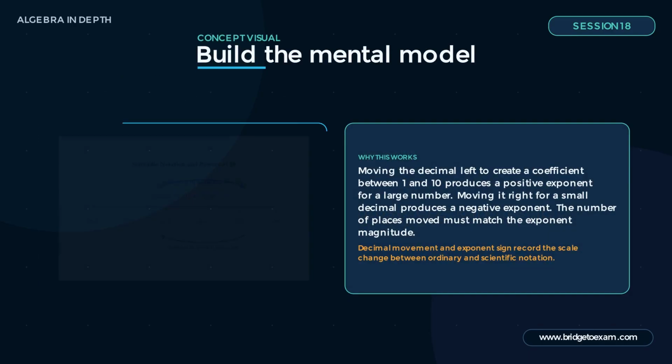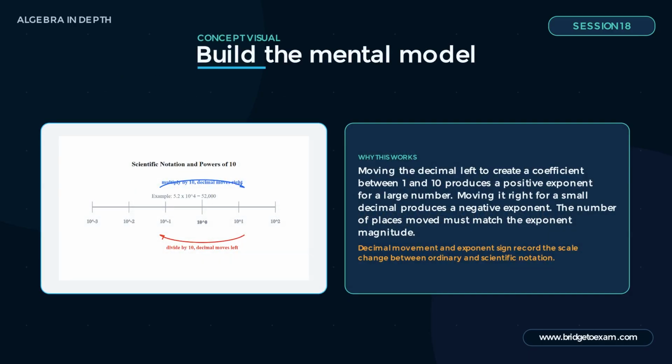The visual gives us the central idea. Moving the decimal left to create a coefficient between 1 and 10 produces a positive exponent for a large number. Moving it right for a small decimal produces a negative exponent. The number of places moved must match the exponent magnitude. Use this first move. For a radical, factor the radicand and extract perfect powers. Then, for rational exponents, use the denominator as root and numerator as power.